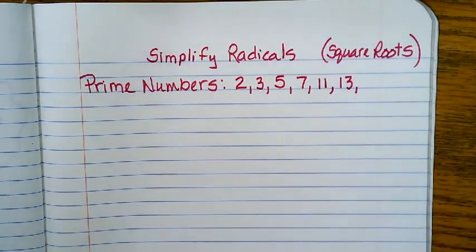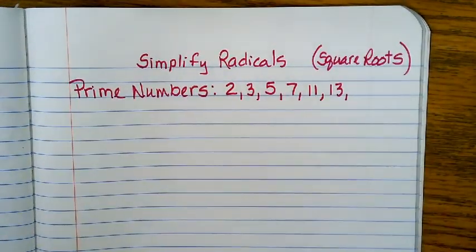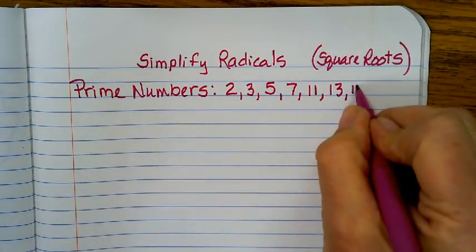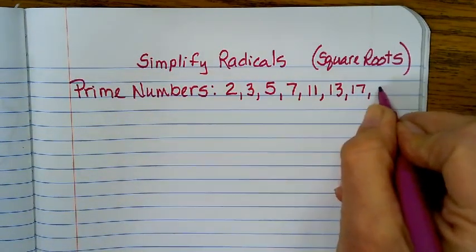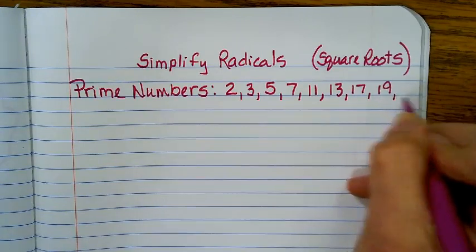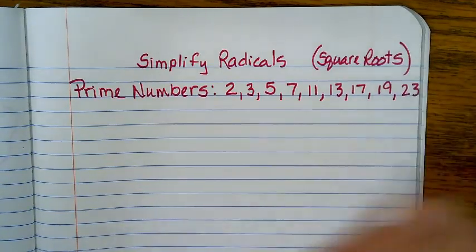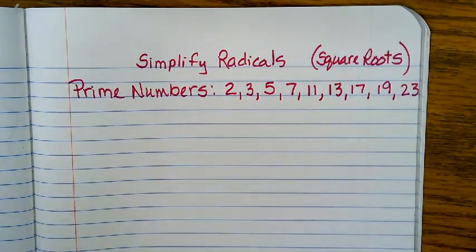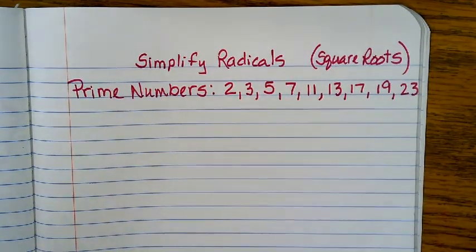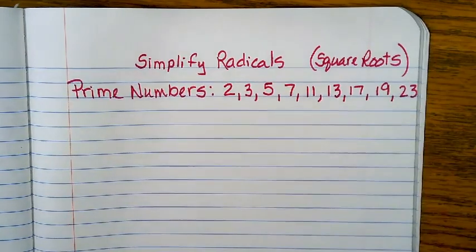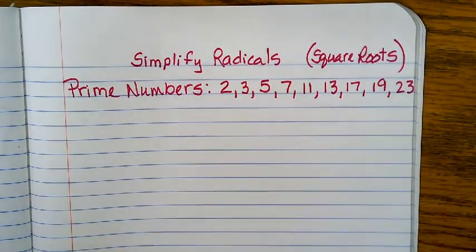Let's keep going, a couple more. What would the next one be? 17. 19, 23, and then that keeps going. You know, the higher we go, the more spread out they'll be. But for what we're going to be working on, that'll probably be good. We might come across something a little higher, but probably not.